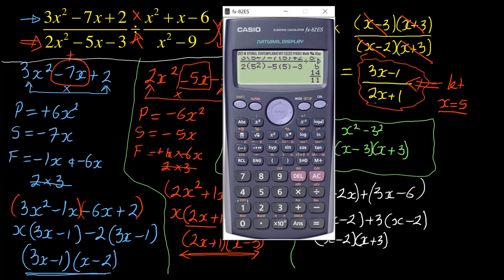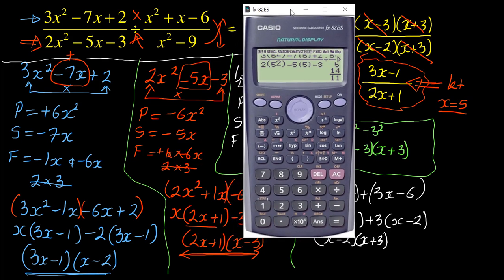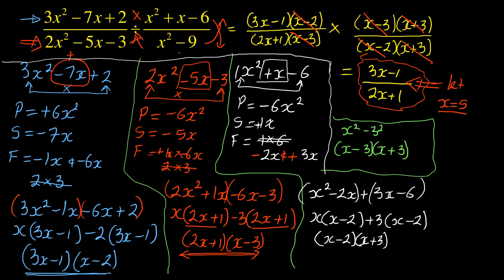So I want to get the same answer in my final answer that I got, which is 3x minus 1 over 2x plus 1. So I'm going to try to see if it gives me that. So I'm going to say 3 into 5 minus 1. Remember it was 14 over 11 over 2 into 5 plus 1. What am I getting? I'm also getting 14 over 11. Therefore, it means this simplification then becomes much correct, and this then becomes the final answer.